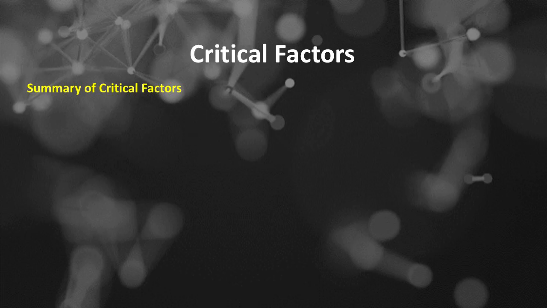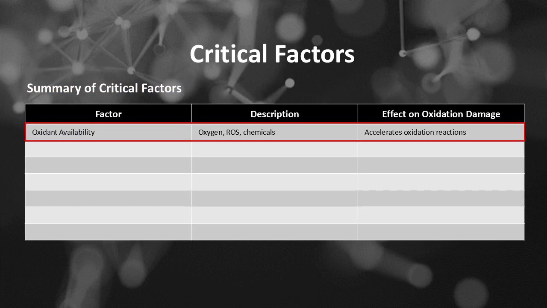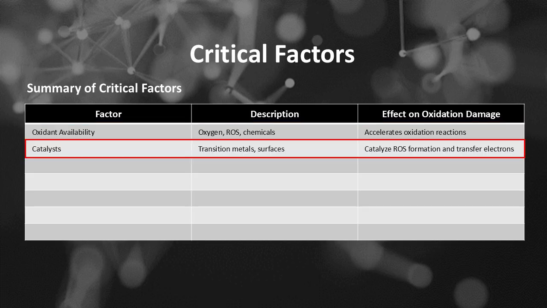Here is a summary of the oxidation damage mechanisms' critical factors. When the critical factor is oxidant availability, the description is oxygen, reactive oxygen species or ROS, and chemicals, and the effect on oxidation damage is that it accelerates oxidation reactions. When the critical factor is catalysts, the description is transition metals and surfaces, and the effect is that they catalyze reactive oxygen species or ROS formation and transfer electrons.